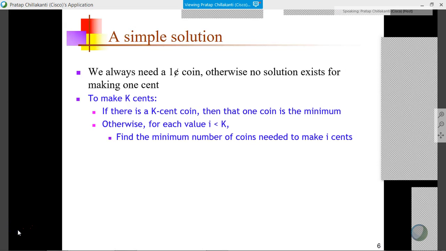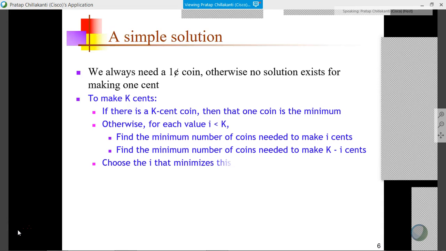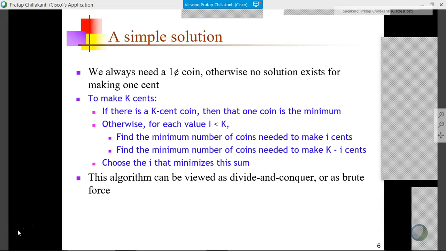Find the minimum number of coins needed to make i cents. I'll show you the example. And then you have to find the minimum number of coins needed to make k minus i cents, right? We already found for i, so we should look for k minus i. Choose the i that minimizes the sum, because the total number of coins should always be minimum. That is the algorithm.